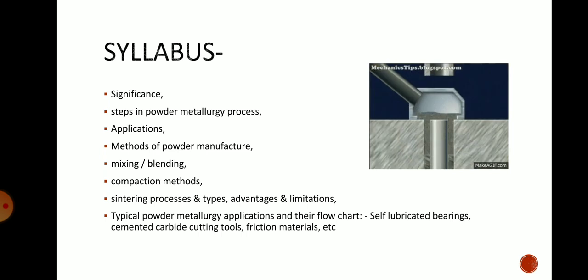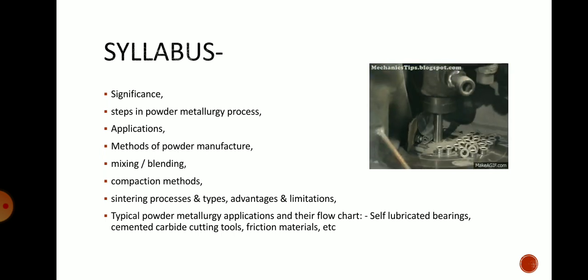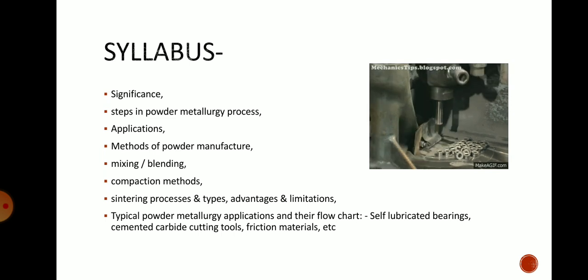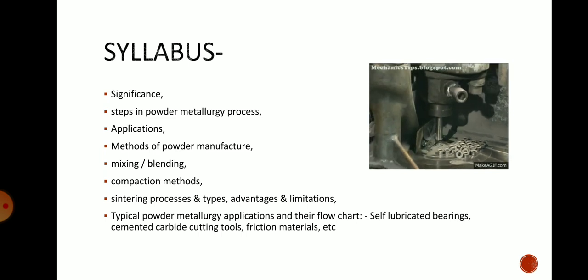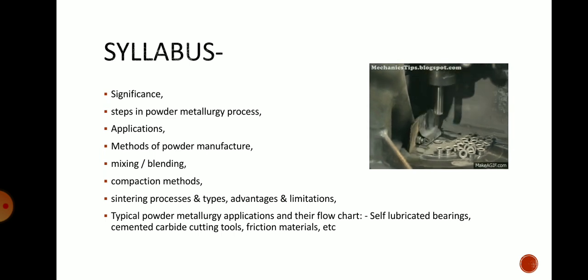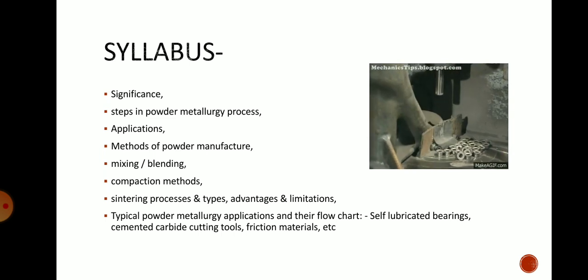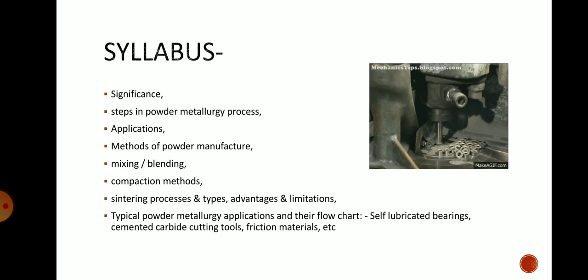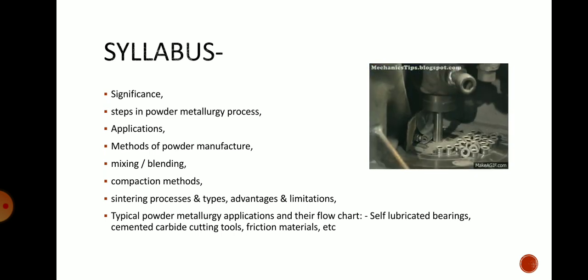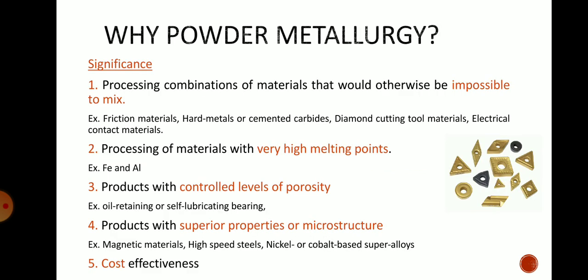Next, typical powder metal applications and their flow charts. These next three examples we will see in detail with their flow charts, how they are actually prepared. First application is the self-lubricated bearing, second is the cemented carbide cutting tool, and third is a friction material. So let's start this chapter.